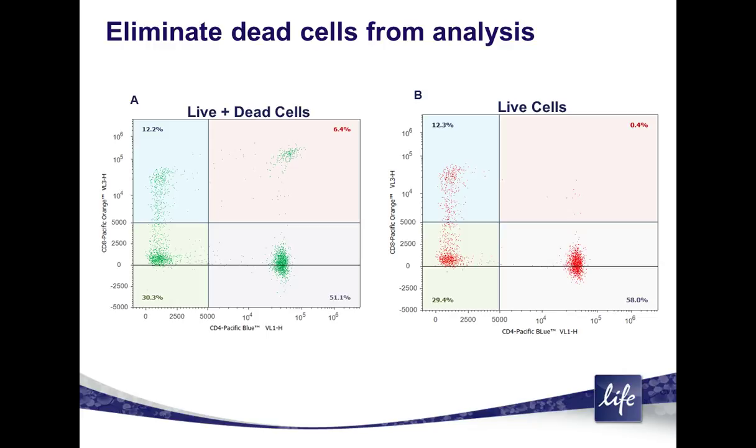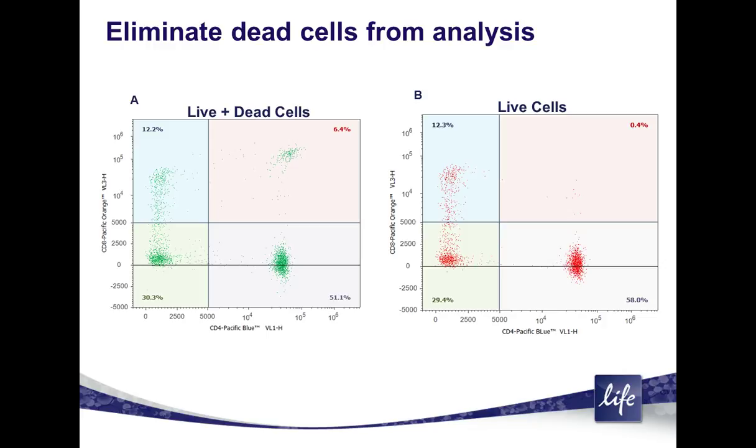So here's an example of how excluding dead cells from the analysis improves the accuracy of the results. Here, lysed human peripheral blood was labeled with CD4 Pacific Blue, CD8 Pacific Orange, and then labeled with our SYTOX Orange dead cell stain before acquisition on the Attune acoustic cytometer using 488 excitation for the SYTOX Orange and 405 excitation for the Pacific Blue and Pacific Orange.